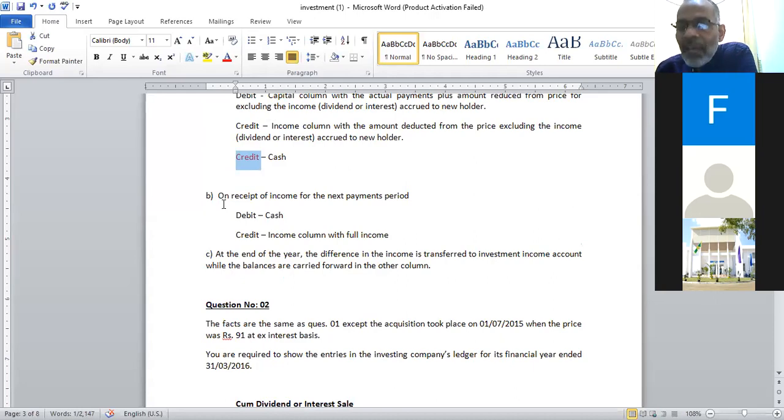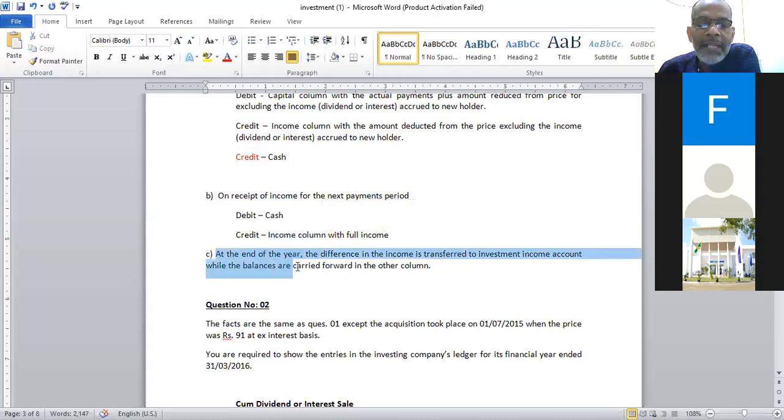After purchasing, we have to record the income every 3 months, or every 6 months, or every 1 year, depending on the interest declaration date. If you take 6 months, we have to record the interest every 6 months. That's why every 6 months debit cash account, credit the income column of the capital account.